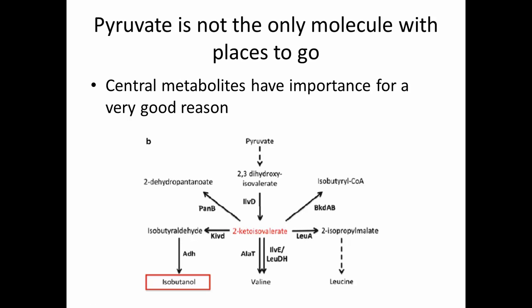And that is kind of what we're going to talk about in the flipped classroom. But pyruvate isn't the only molecule, and you could even say isn't the only central metabolite with places to go. So ketoisovalerate, which is a key intermediate in making isobutanol, also has plenty of places it could go. And some of those places are pretty important.